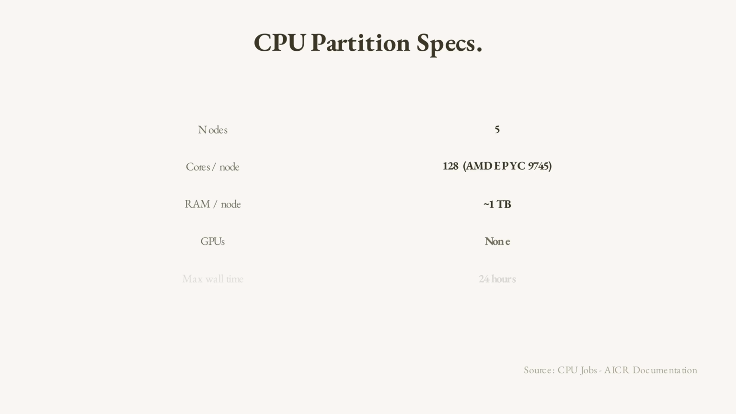CPU partition specs: 5 nodes, each running the same AMD EPYC 9745 as the service nodes, 128 cores, approximately 1 terabyte of RAM, no GPU. Max wall time is 24 hours. The default time, if you do not specify, is 50 minutes. Default memory is 1 GB per CPU core requested. You can request up to all 128 cores on a single node, with up to 1 terabyte of RAM. The partition has no GPU-related flags. If you include GPUs, the job will fail.